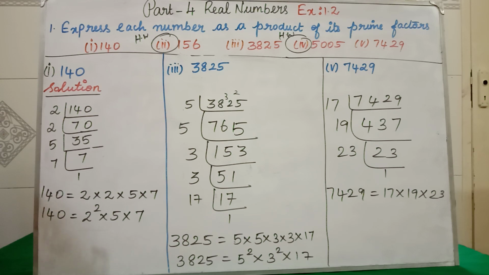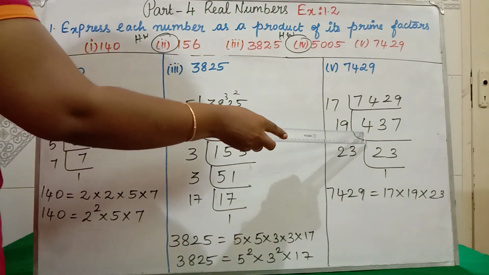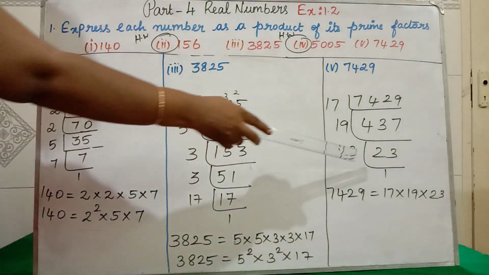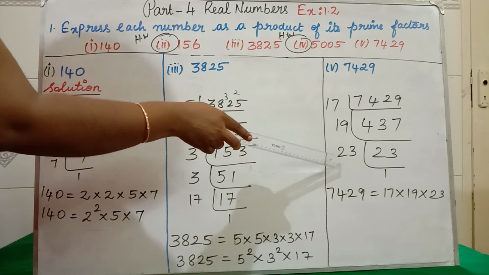7429. This number will not come in the 2 table, 3 table, 5 table, 7 table or 11 table. It will only come in 17, 19 and 23. So I directly divided by 17 and got 437. Next I tried 19 times and got 23, and since 23 is a prime number, I stopped. So 7429 is expressed as 17 into 19 into 23.